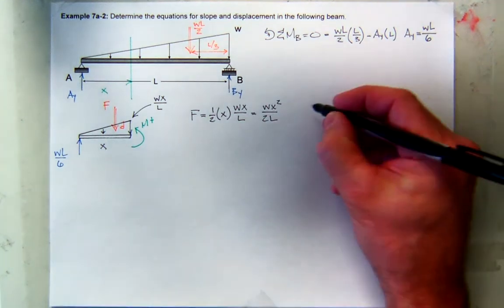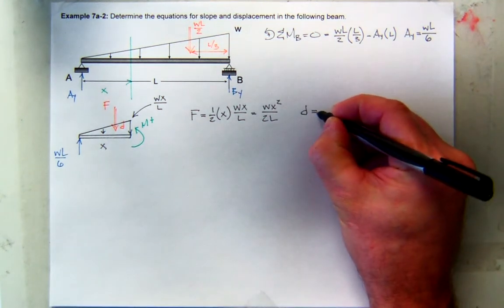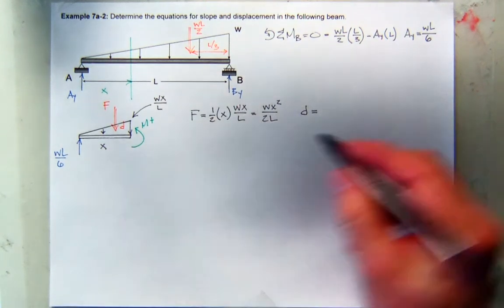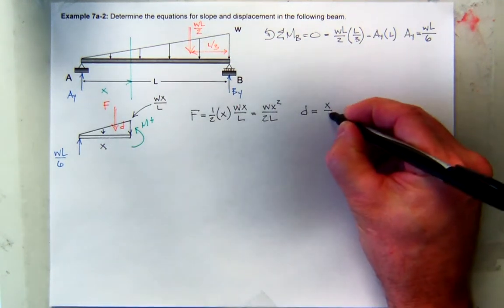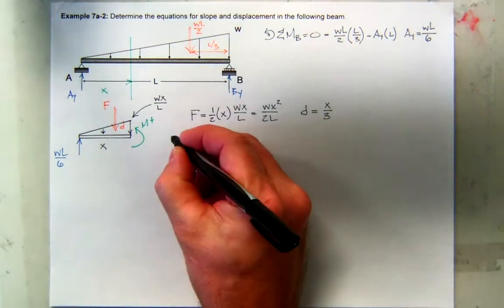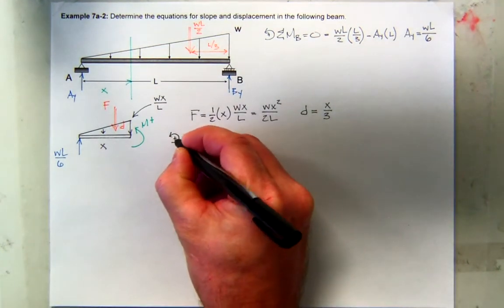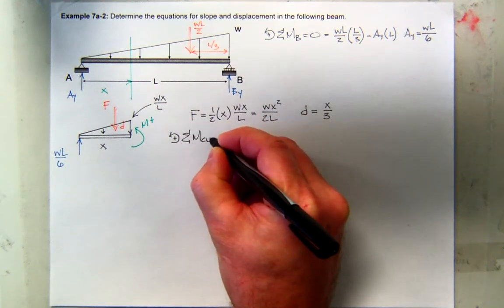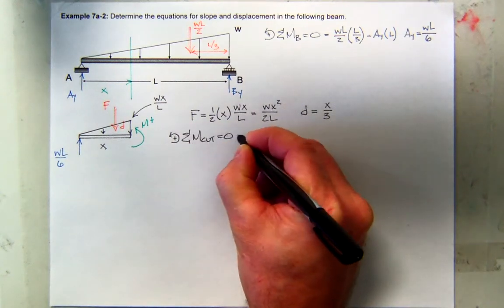And then what would be the distance, D? What's going to be 1/3 of the total distance? The total distance is x, so D will be x over 3. So now I've got all my pieces. So now if I sum moments about the cut, what do I have?